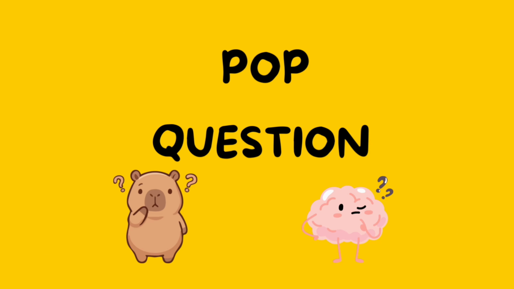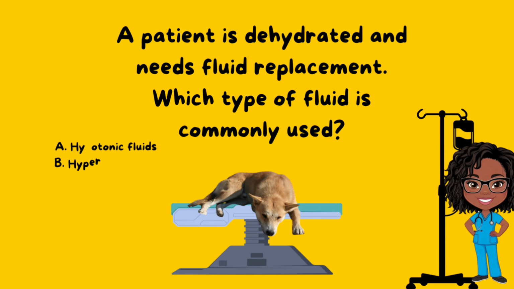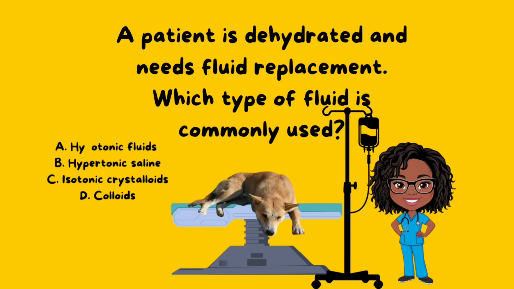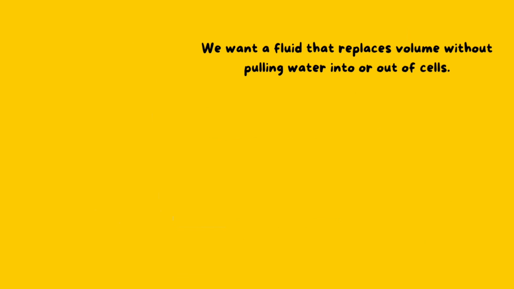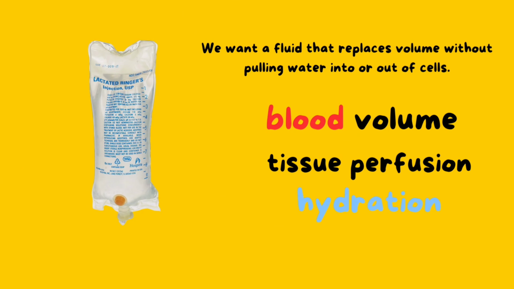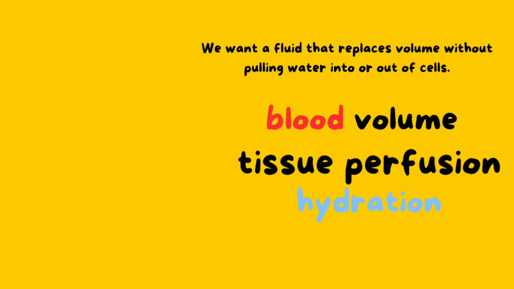All right, so let's switch gears. Here's another pop question. If you got that right, go ahead and give yourself a pat on the back. An example of an isotonic crystalloid is LRS. We use these because they help restore circulating volume without drastically shifting fluid between cells.